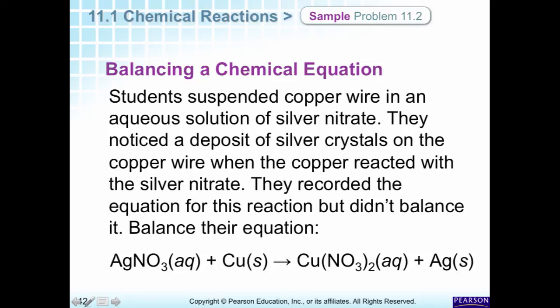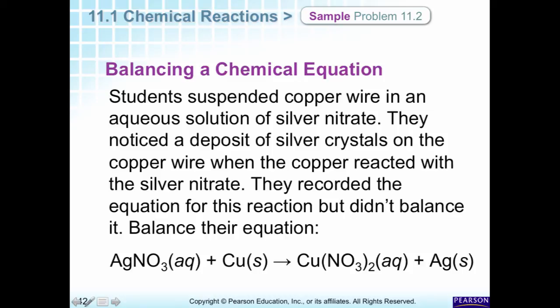All right, now we're going to have a real case scenario. We had some copper wire, and we put it in a solution of silver nitrate. After a period of time, the copper wire gets coated with silver. So what happened? Where did the silver come from? The only place the silver could have come from is the silver nitrate.